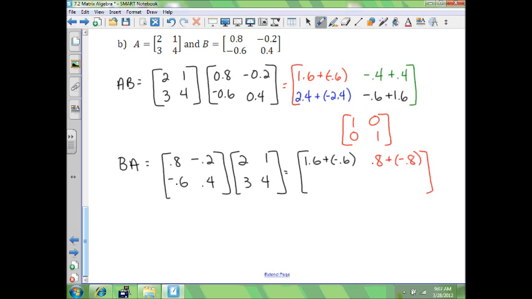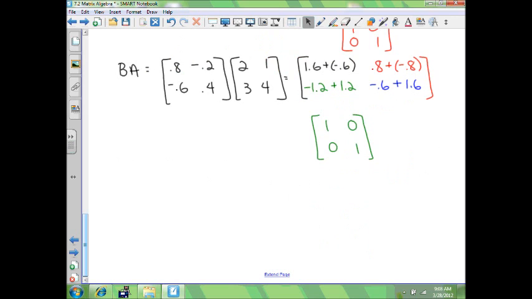Negative 0.6 times 2 is negative 1.2. 0.4 times 3 is positive 1.2. Negative 0.6 times 1 is negative 0.6. 0.4 times 4 is 1.6. Using your mathematical know-how, you can see that we get 1, 0, 0, 1. So this tells me then that AB is equal to BA, which is equal to the identity matrix of a 2 by 2.